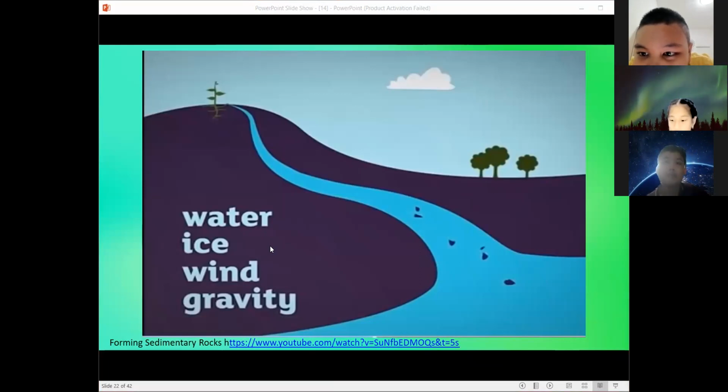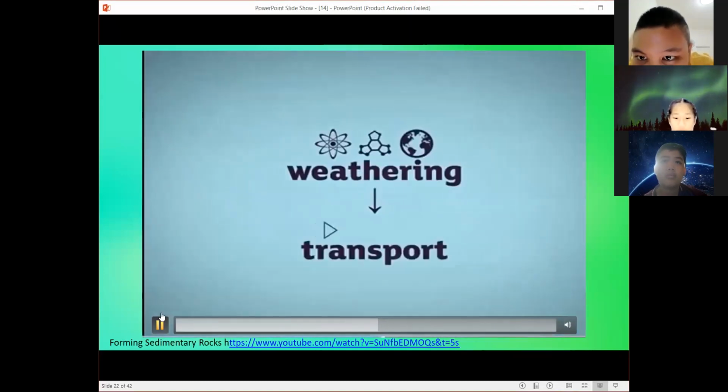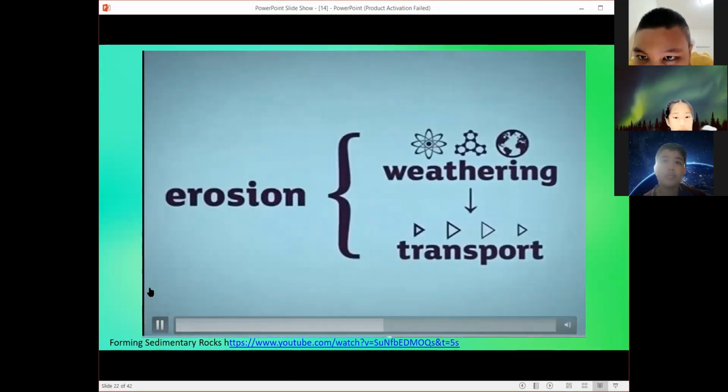So these tiny sediments, I'm sure you can agree with me, if there is a heavy rain, the tiny topsoil or sand will be carried away in the water, and it will go to the river, to the bodies of water, until the ocean. It is because of the water, ice, wind, and gravity. The combined process of weathering and transport is called erosion.